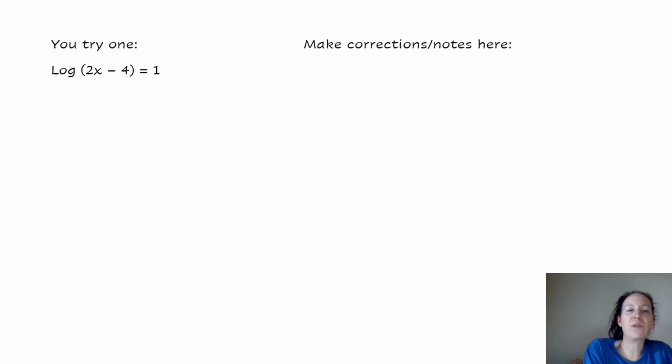Right, so as with the previous you-try-one, I do want you to pause the video, and I want you to try this on your own. Without Photomath, without anything else, just on your worksheet, try to solve it. I'll give you a verbal hint right now. When you don't see a base written, the base is 10. So go ahead and pause the video, and then as before, when I go over it, you're going to make your corrections and make any notes over to the right.